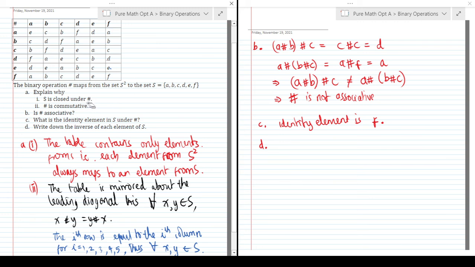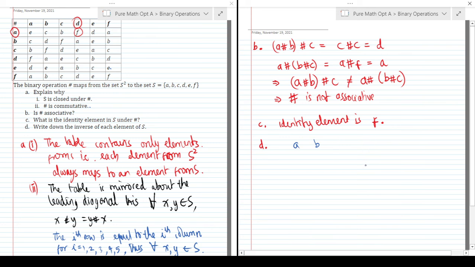So what I'm trying to do, for example, if I want to get the inverse of A, I will have to see A star what is going to give me F. That's what I'm looking for. A star what is F? Because F is the identity. A star its inverse will give me the identity F. So I start off with A. Where do I get F here? The result is F here, so that means the inverse of A has to be D. So well, I could do it like a table. I could do all of the elements A, B, C, D.